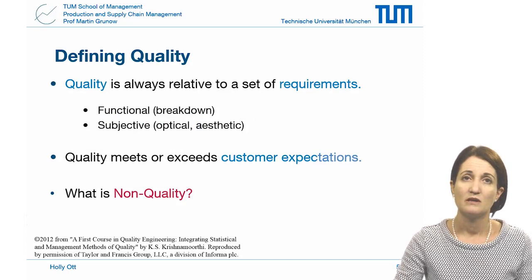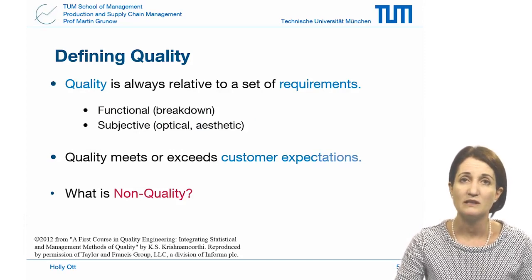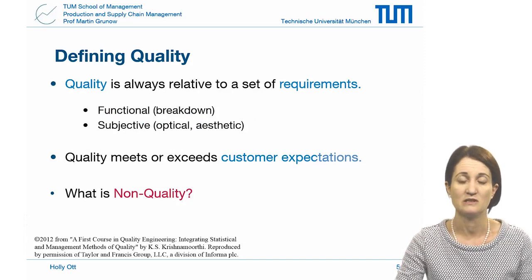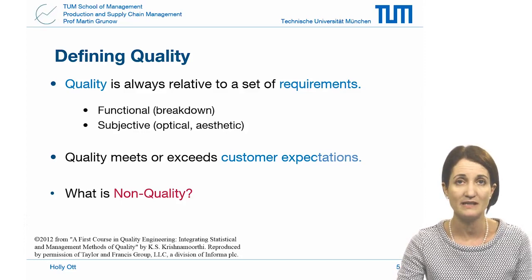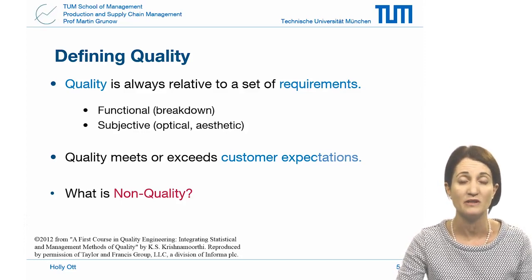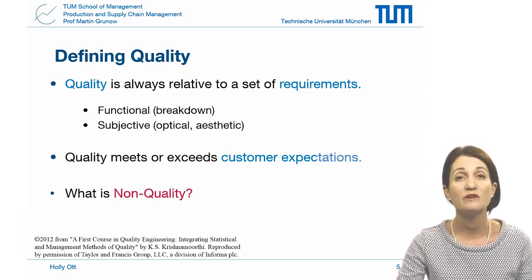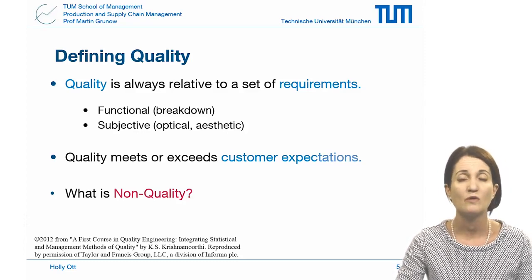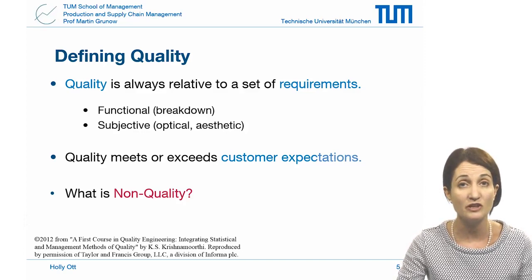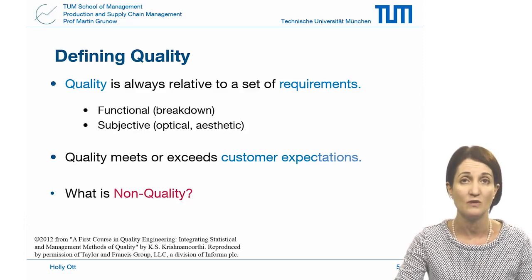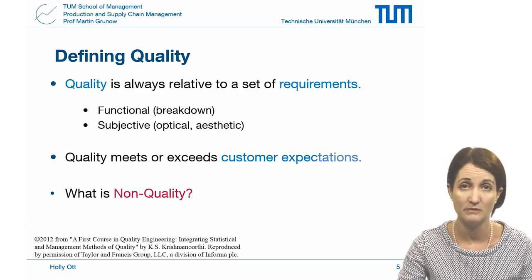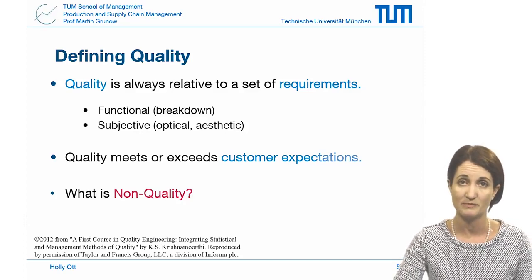As we said, quality is going to be relative to the set of requirements. So we have functional requirements. For example, if it doesn't meet those limits, there'll be a breakdown, a loss of function. And then we have subjective requirements, aesthetic, optical requirements that aren't essential to the function of the product, but could have very important quality aspects. And as we said, quality must meet or exceed customer expectations.